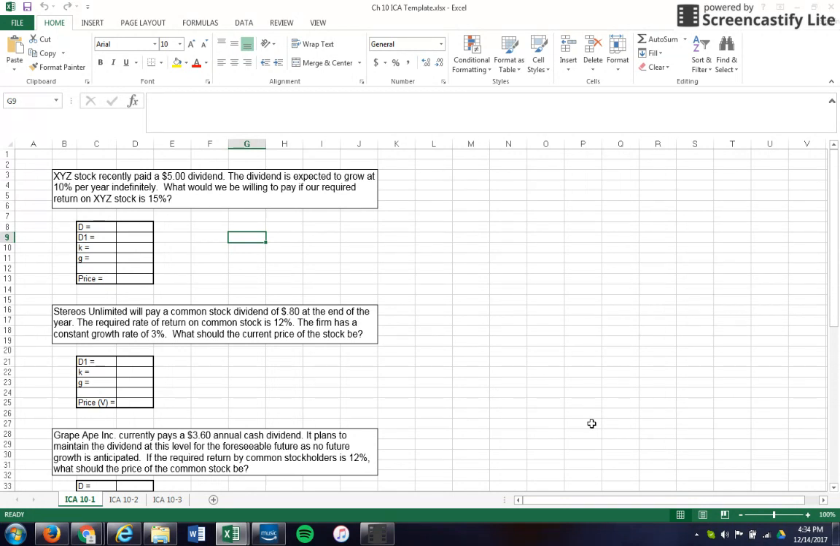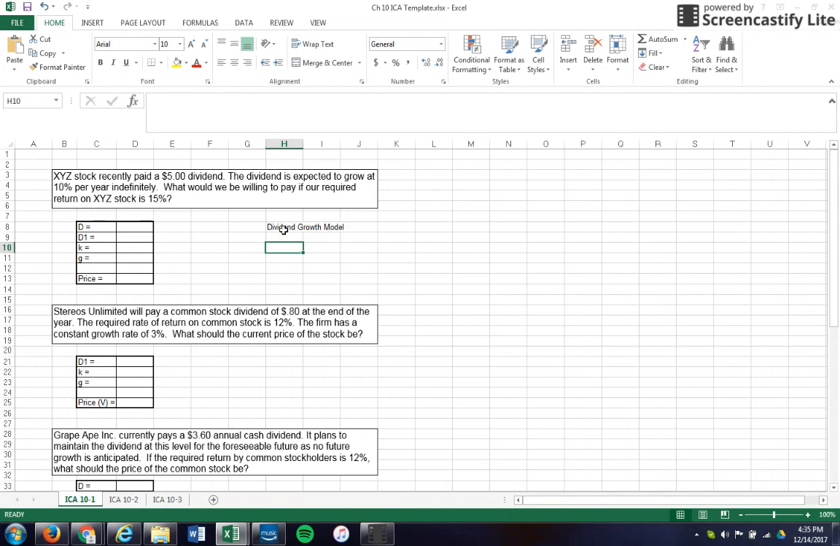So we're going to go through a few of these problems. We start here on ICA 10-1 and look at a couple of these that we have. So let's start with the first one. The main thing we are looking at is the application of the dividend growth model.